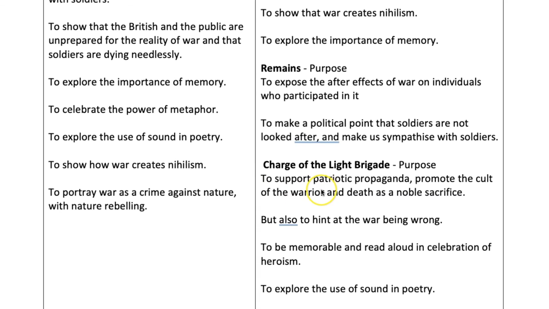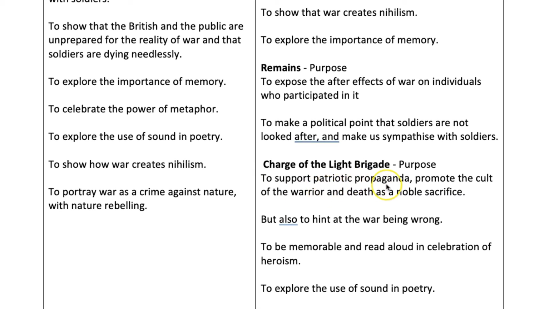Charge of the Light Brigade is written to support patriotic propaganda, so this is a contrast to Exposure. It has the opposite purpose. It wants to promote the cult of the warrior and death as a noble sacrifice. So if you like, Exposure is a literary conversation where Wilfred Owen is writing a reply to this kind of patriotism, a reply to this poem.